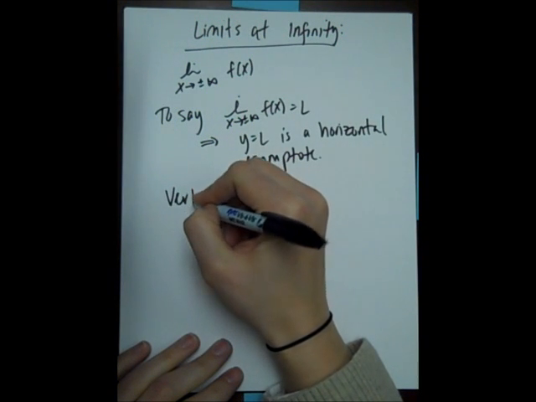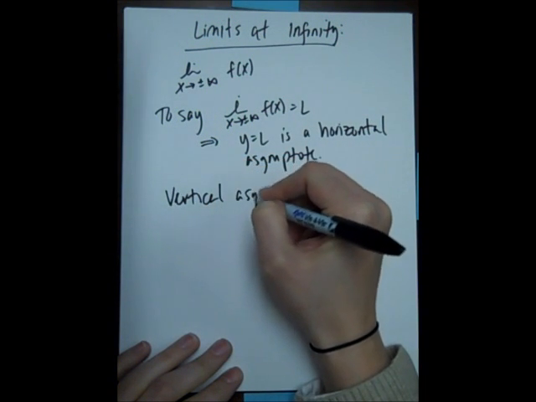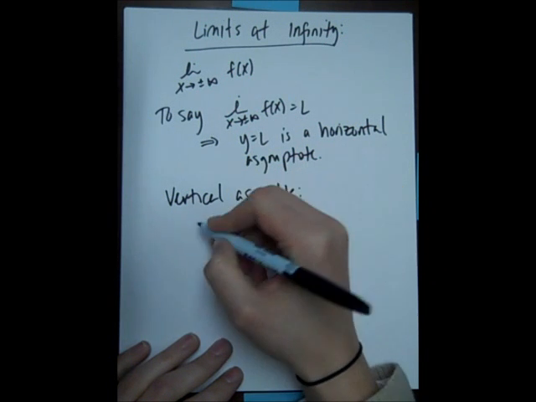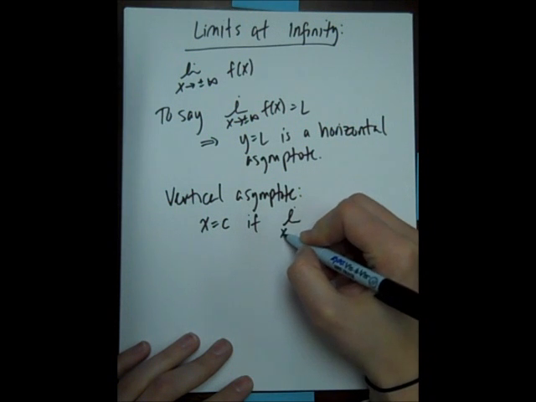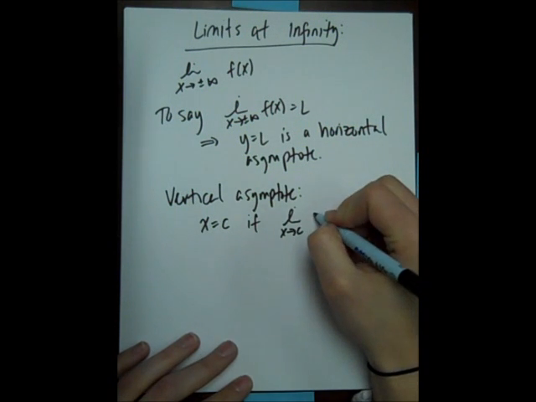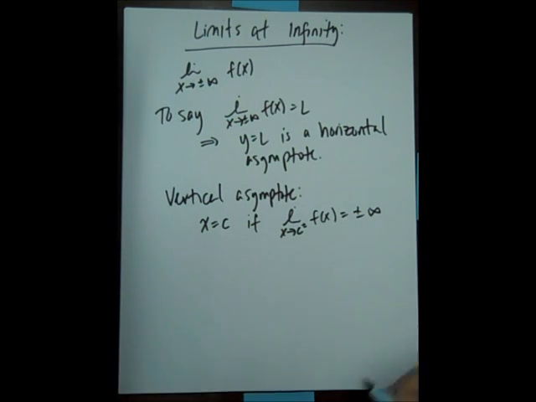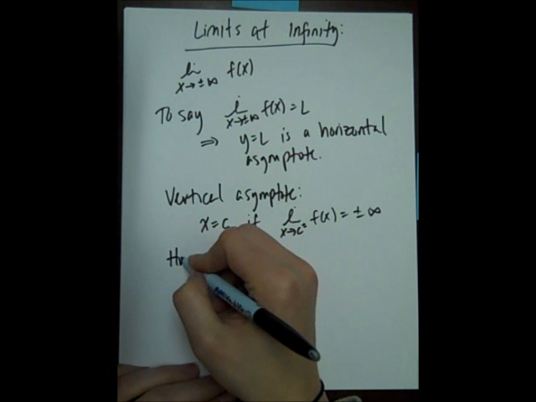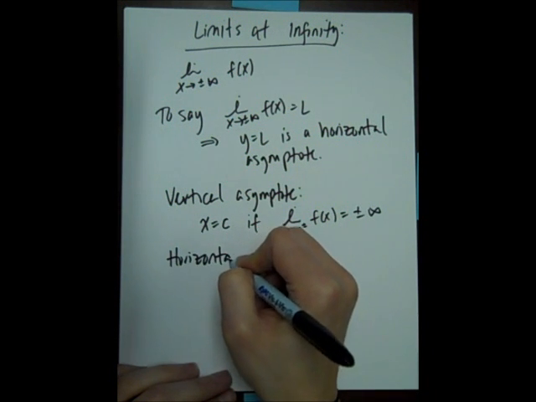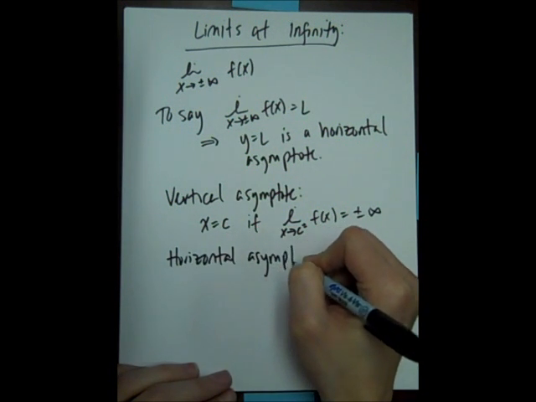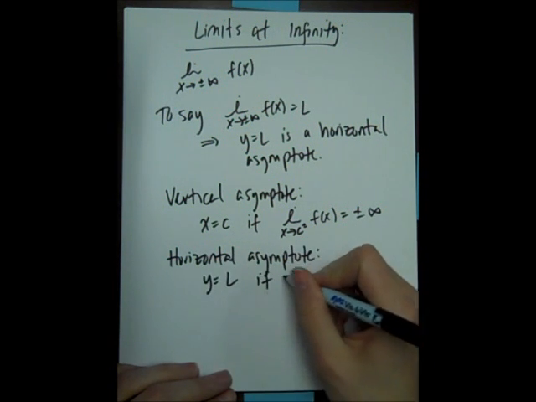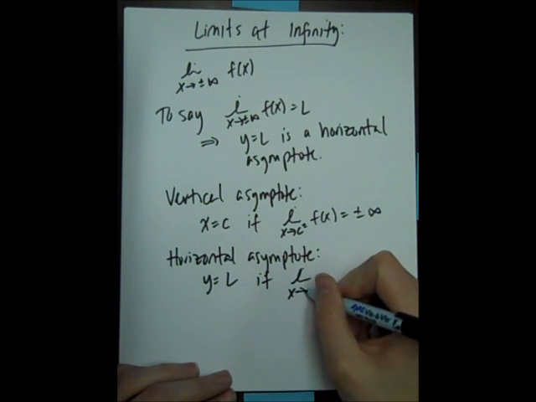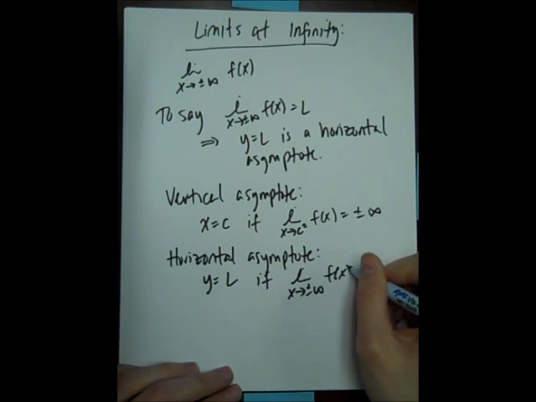So we'll write that. So a vertical asymptote is always of the form x equals c. This occurs if the limit as x approaches c on the left or the right, it doesn't matter, so I'll say plus or minus, is equal to either plus or minus infinity. And now a horizontal asymptote, these are of the form y equals some number L, and that's true if the limit as x approaches plus or minus infinity of my function is equal to L.